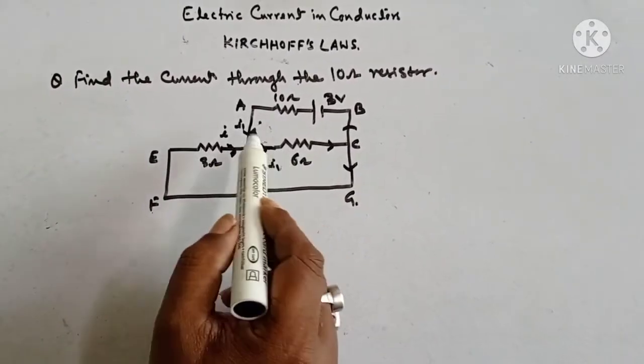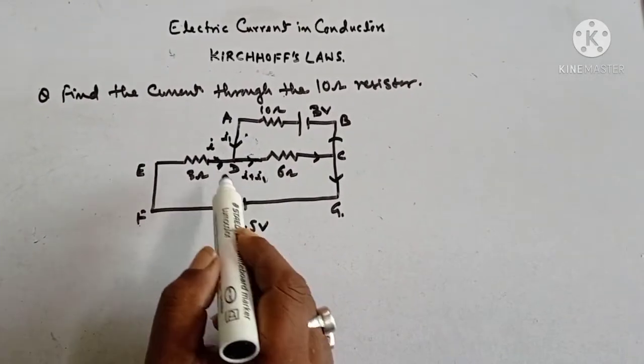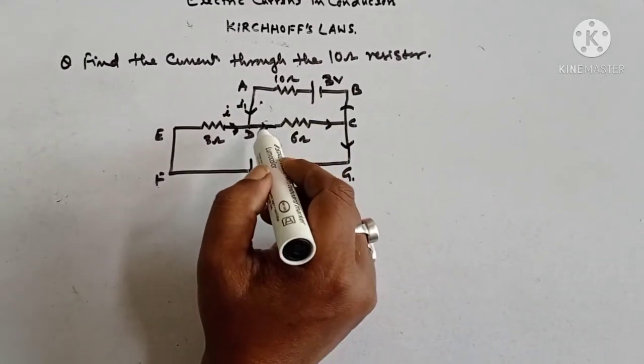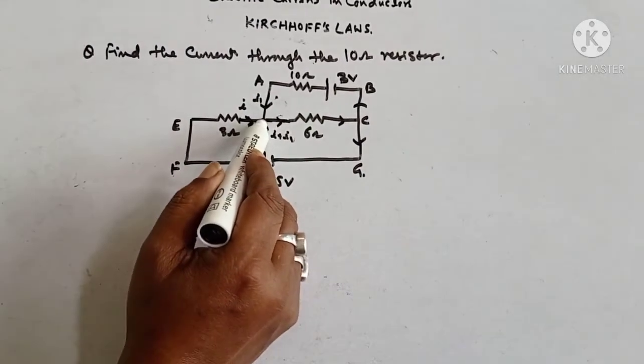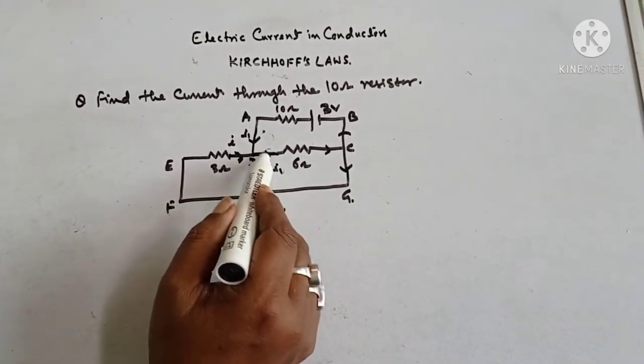Again, see, this is another question on Kirchhoff's law. Here again I have to find the current through the 10 ohm resistor. What I do is take the junction point here. See, this current enters in, this current enters here, and this is out.